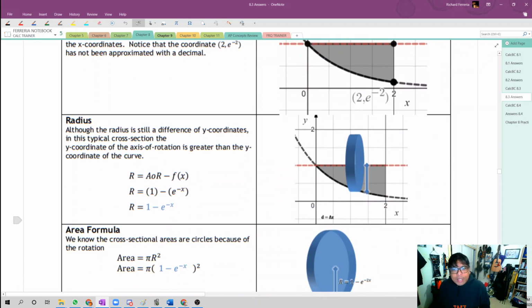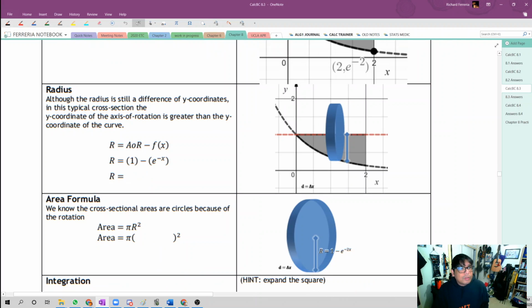Next we have the radius. The radius is still a difference of y coordinates, but this time the axis of rotation is above the curve. So when that happens, we need to use the function r. The radius equals the axis of rotation minus our curve. So in this case, our r is equal to 1 minus e to the negative x.